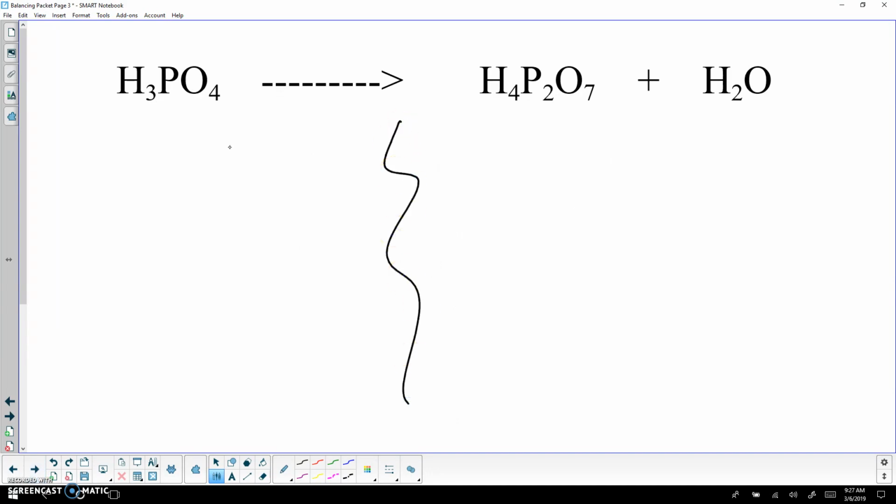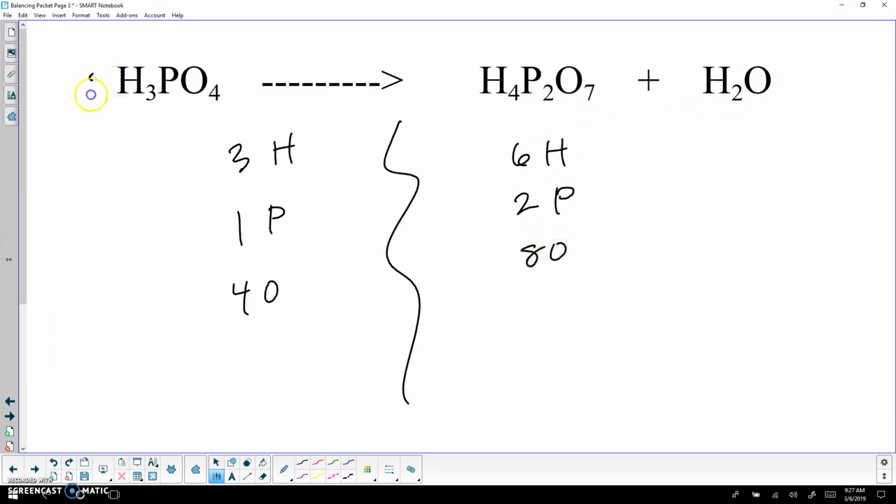Okay, number 36. Let's take a look here. So we have 3 hydrogens. We have 1 phosphorus. We have 4 oxygen. On this side, hydrogens, we've got 4 and 2, so we have a total of 6. Phosphorus, it looks like we have 2. Oxygen, we have 7 and 1, so that's a total of 8.